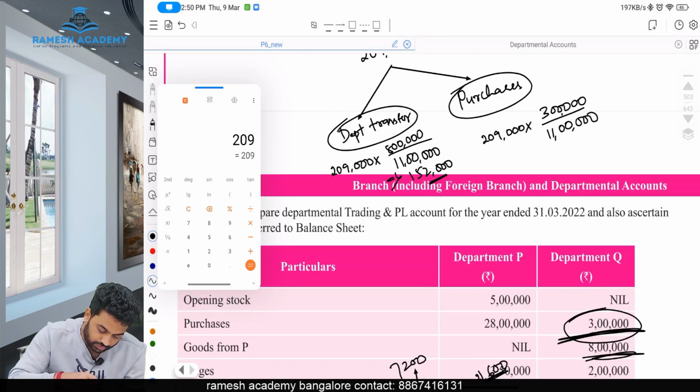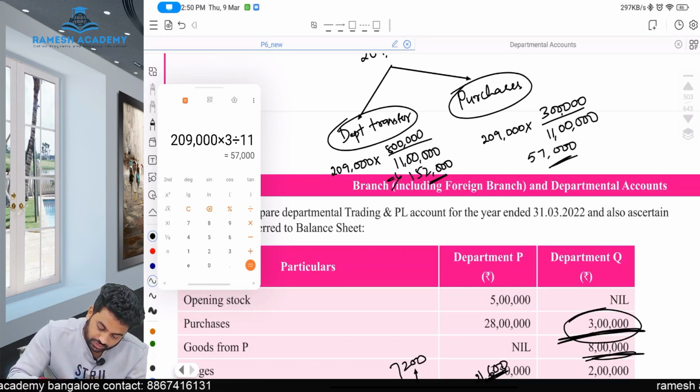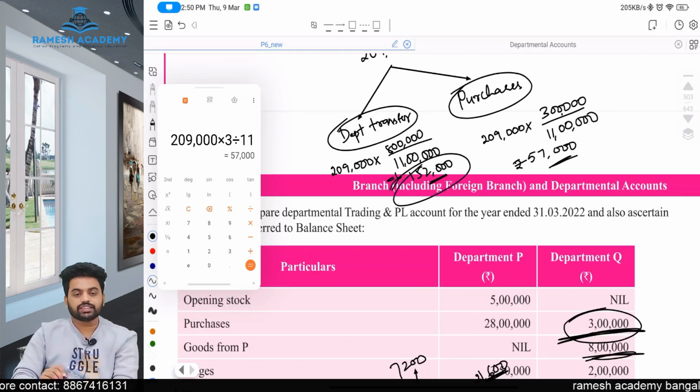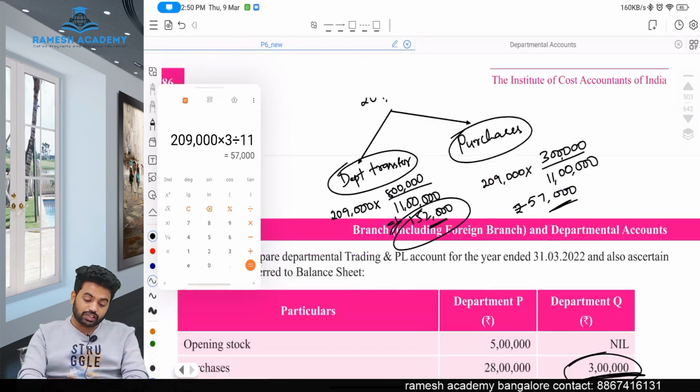Two lakh 9,000 into 3 divided by 11, is 57,000. 57,000 is what of purchases. Now in this we know that there is a profit element. As there is no opening stock, only in closing stock is the profit element there. But how much is the profit element, that we don't know.